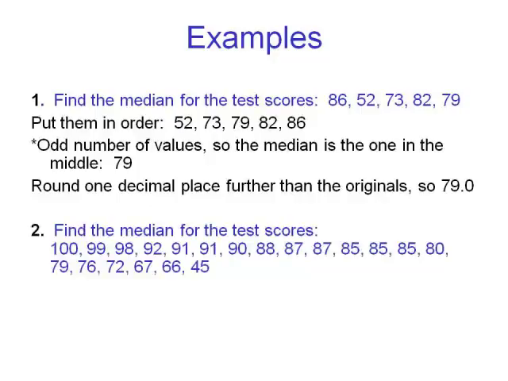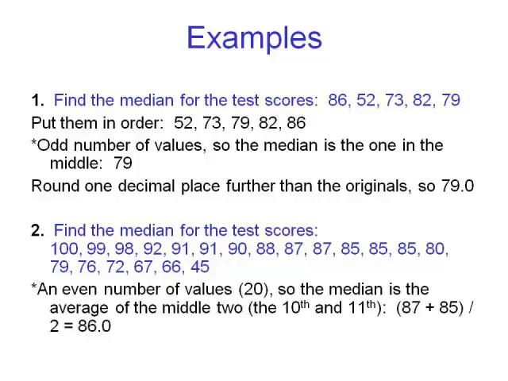We'll do a second example with an even number of test scores, a little bit longer list. When there are an even number of values, in this case there are 20, then you'll need to find the 2 that are in the middle. So that would be the 10th and the 11th.